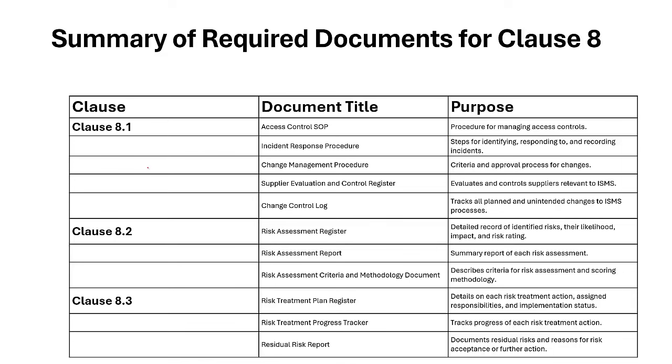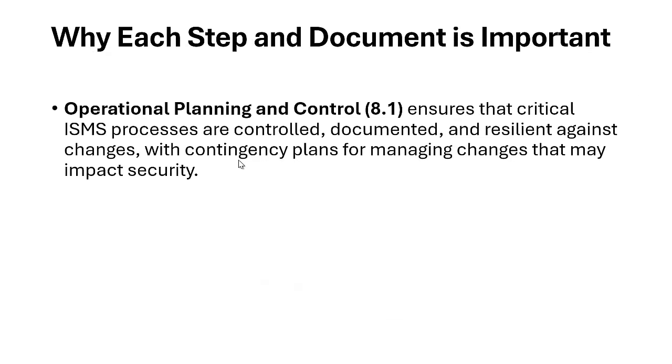Now the question is why each step and document is important. That's a question, because till the planning stage, till clause 7, we were talking about implementation and all that, but now we're talking about the procedures, right? So why is each step important? Because operation planning and control ensure your ISMS processes are controlled, documented and resilient against changes. So in the case of contingency and all that, we know what tracks we have.